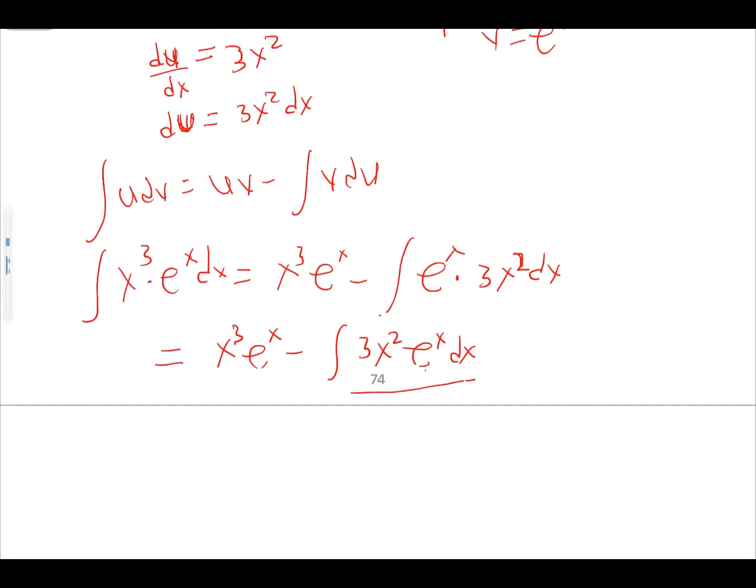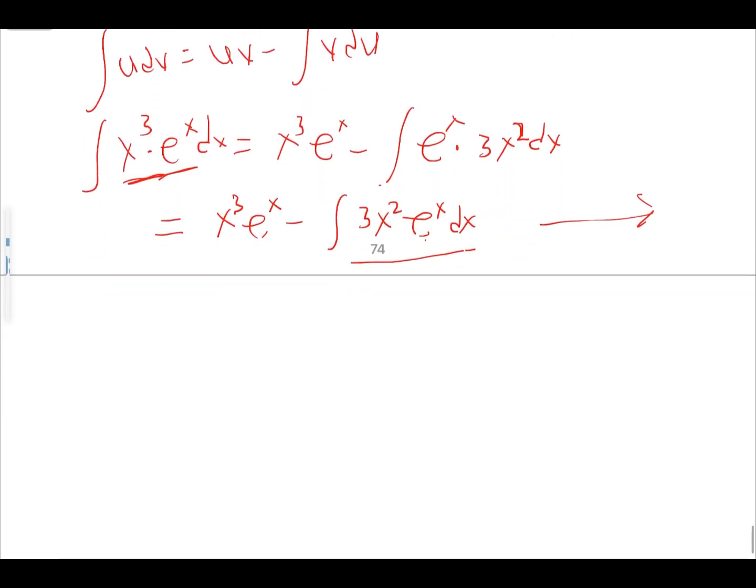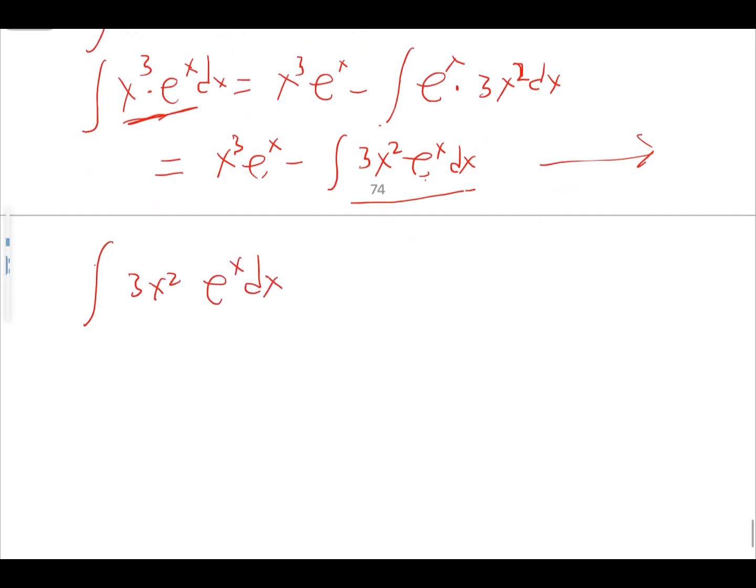Now you can see that in this type of integration, the power of x is being reduced by 1, and therefore it's simpler than the original function. That means we are on the right track. So we can have one equation here. Let's do further analysis. Now we need to evaluate the integral of 3x squared exponent x dx.